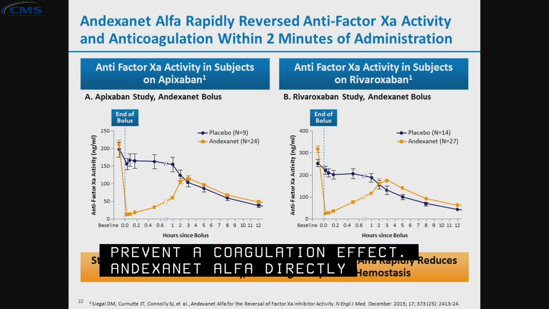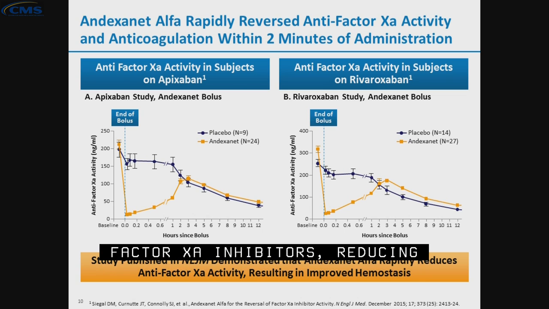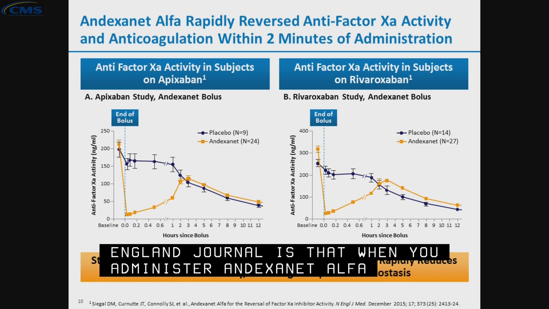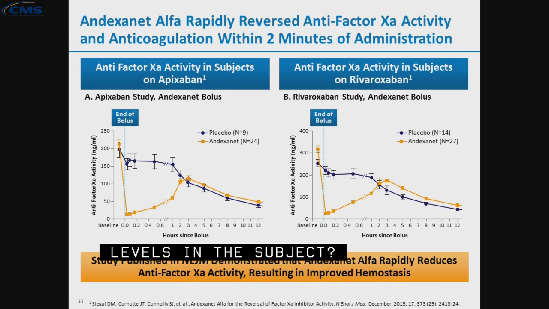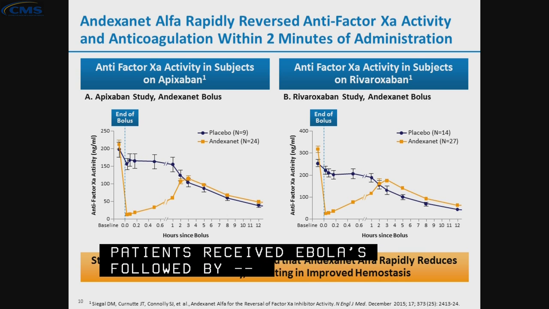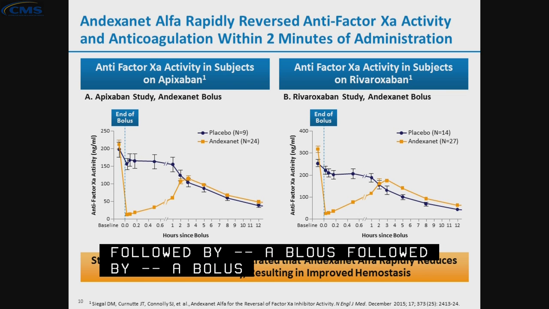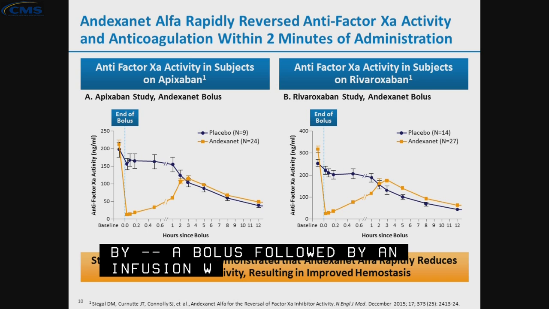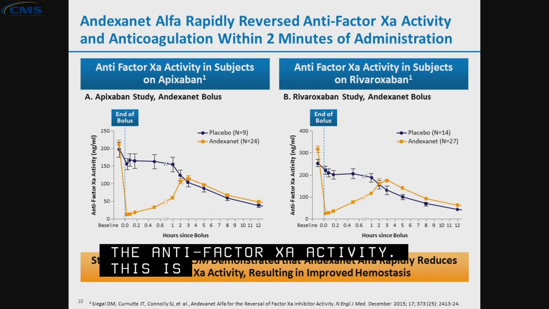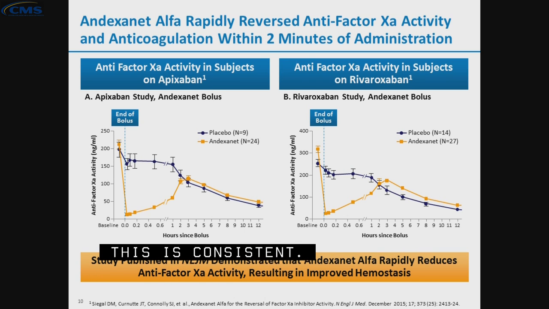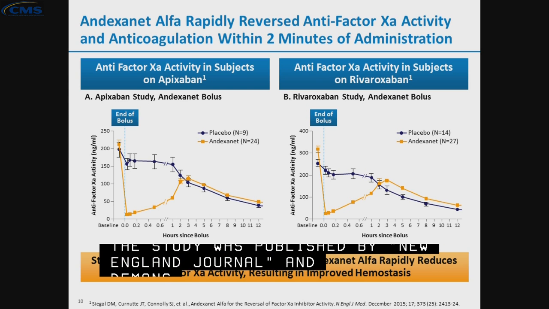In terms of clinical trial data, what we've seen in phase 3 published data in the New England Journal is when you administer andexanet alfa, what happens to the anti-factor 10A levels in subjects? So in this slide over here, these are patients who are receiving apixaban. They received a bolus followed by an infusion, and what you see is a rapid reversal of anti-factor 10A levels with a sustained maintenance of the reversal of the anti-factor 10A activity. This is both consistent with patients on apixaban as well as patients on rivaroxaban. The study was published in the New England Journal and demonstrated that andexanet alfa rapidly reduces anti-factor 10A activity, resulting in improved hemostasis.